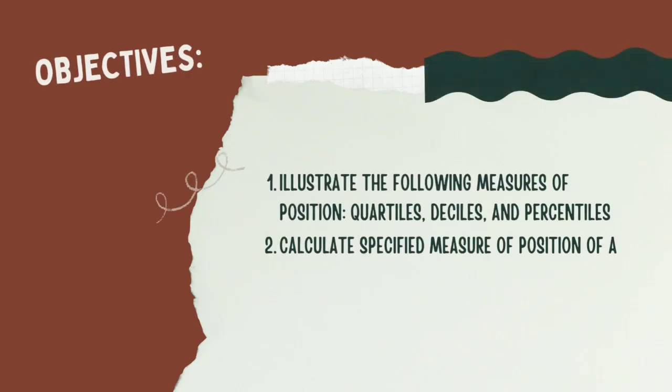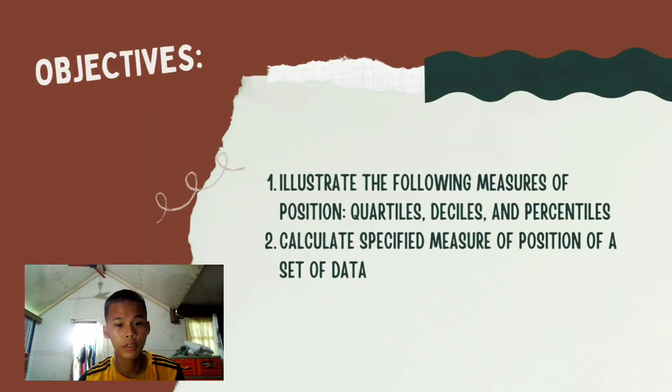And today, we'll be tackling measures of position, quartiles, deciles, and percentiles for grouped data. First, we'll present to you the objectives for today's discussion. Our objectives for today are: number 1, to illustrate the following measures of position: quartiles, deciles, and percentiles. Number 2 is to calculate the specified measure of position of a set of data.